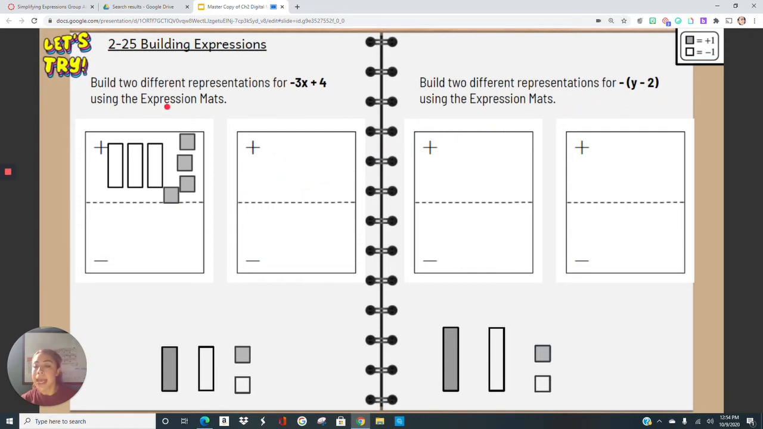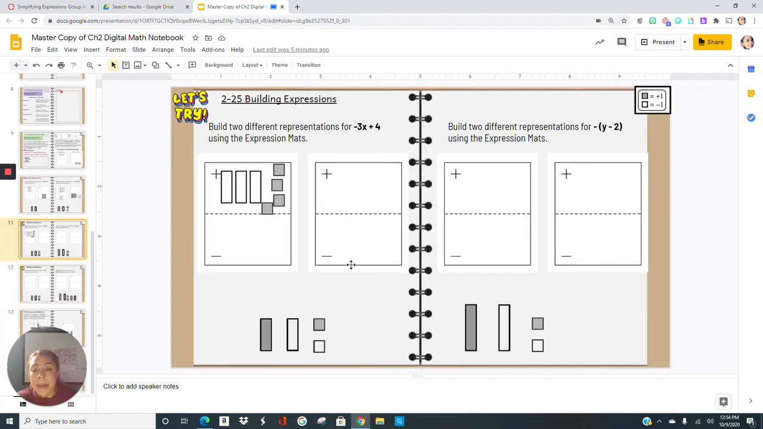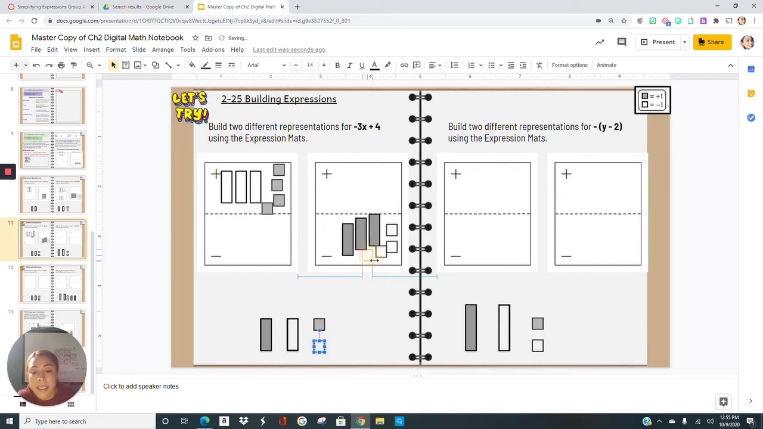Our next example tells us to build negative 3x plus 4. So I drag negative 3x tiles plus 4. But I can also show that the opposite of 3x is negative 3x, and the opposite of negative 4 is positive 4. So I can also use that negative or opposite region to represent this expression.